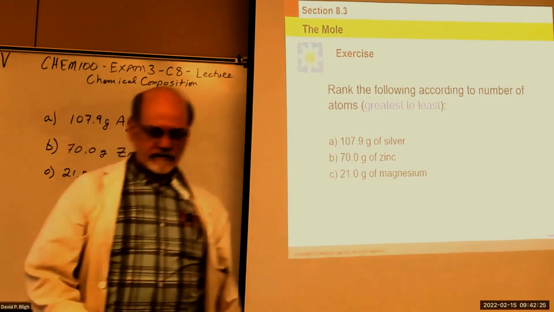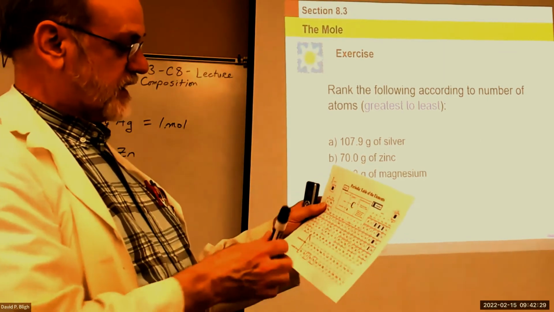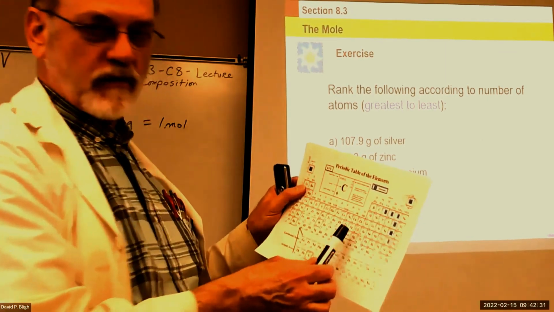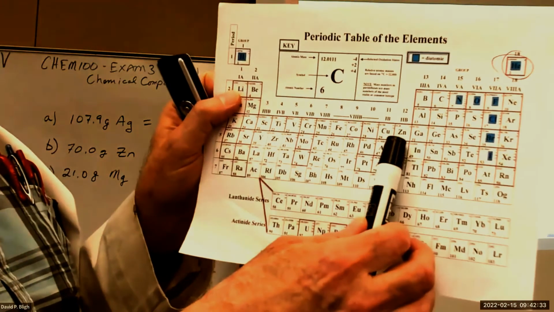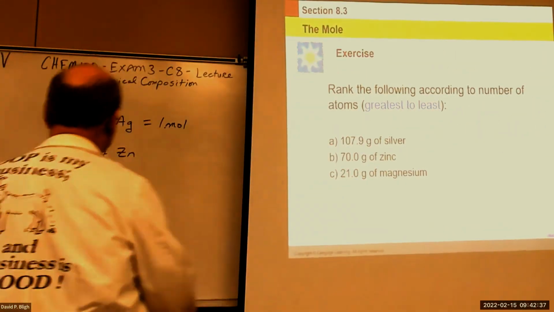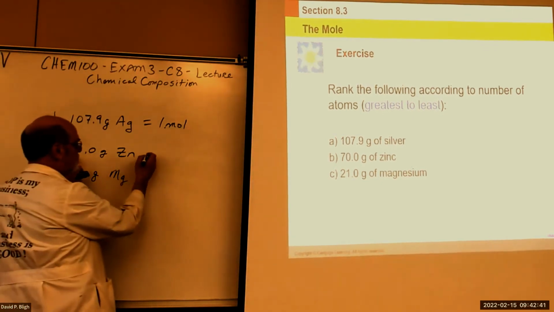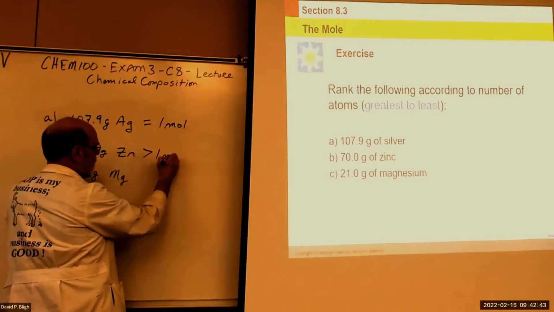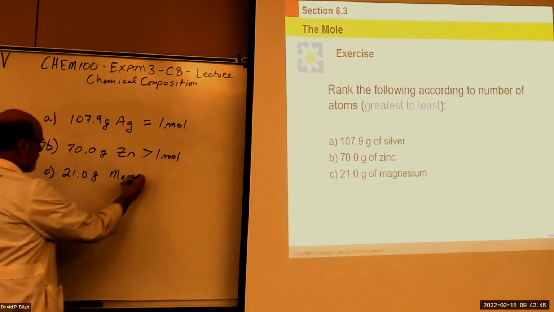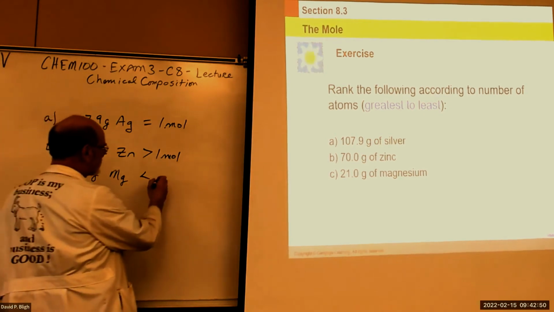How about zinc? Let's see, zinc molar mass is, zinc is right over here on the far right. Right there, 65.38. This is greater than a mole. And magnesium, we just found it was 24.3, I believe. It's less than a mole.